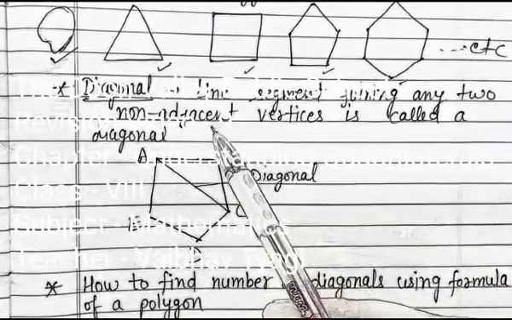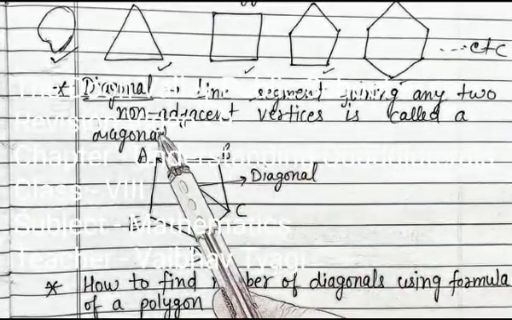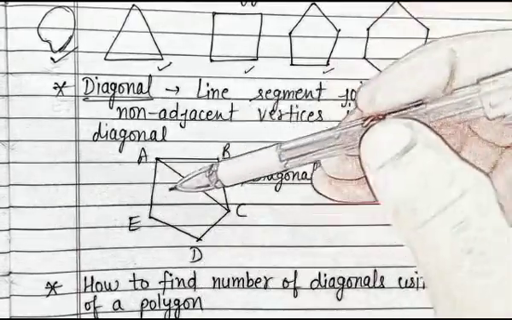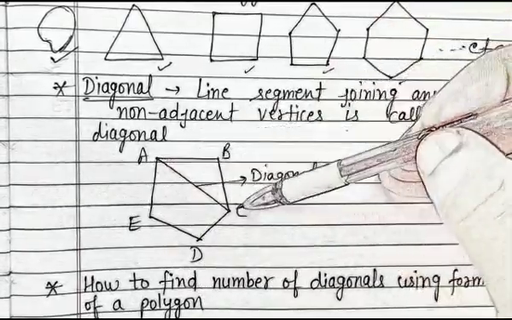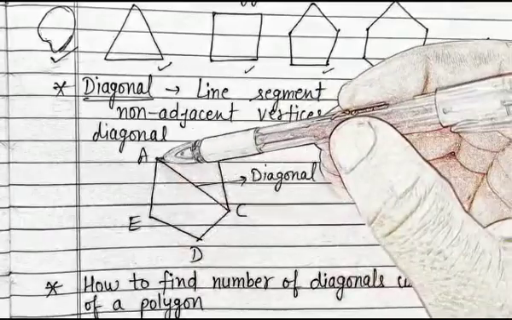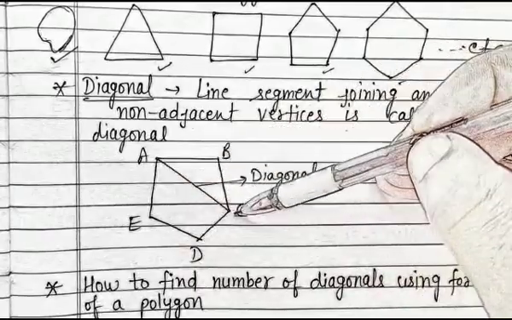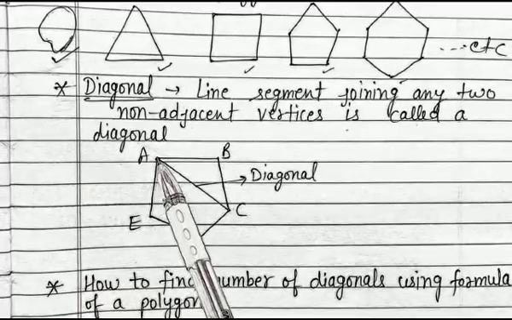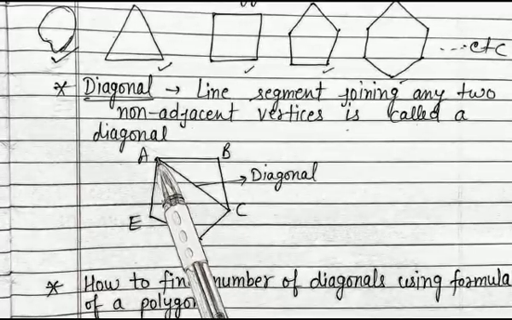Here is the definition. Line segment joining any two non-adjacent vertices is called a diagonal. When you join two non-adjacent vertices of a polygon, then line segment obtained is known as diagonal. If you observe, A and C are non-adjacent vertices.